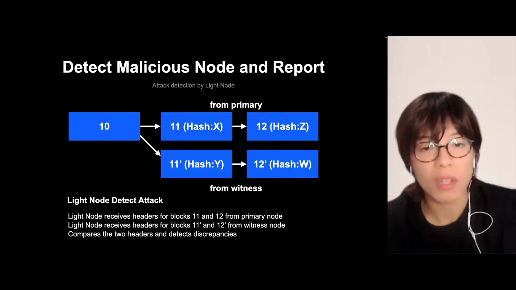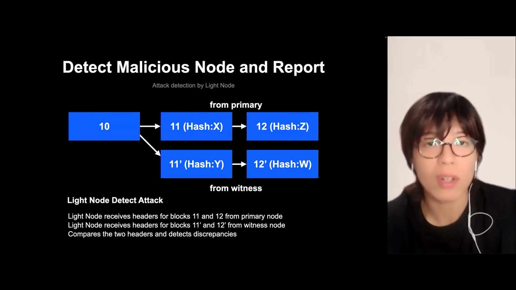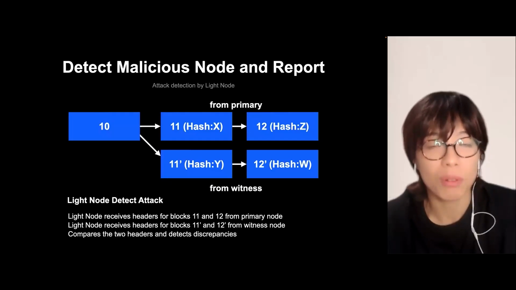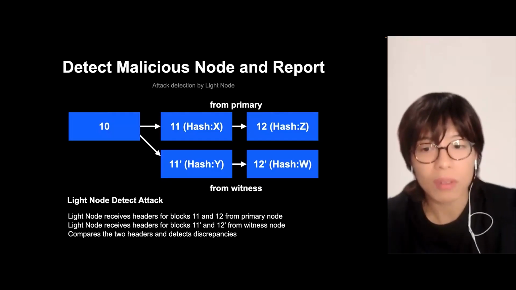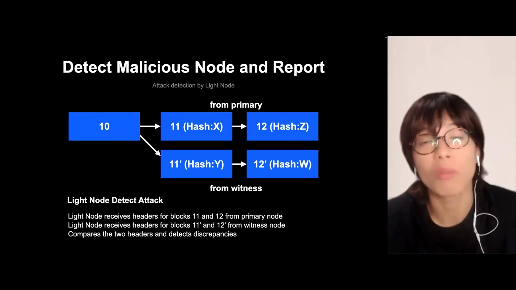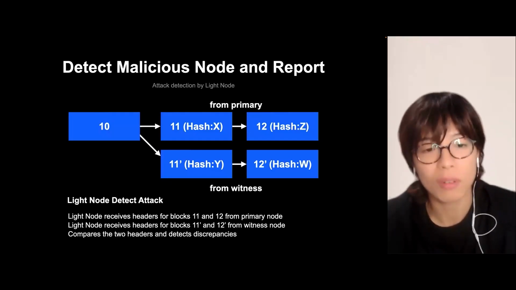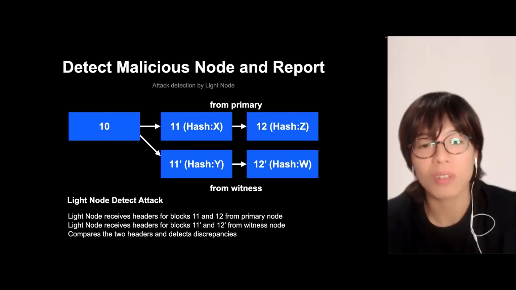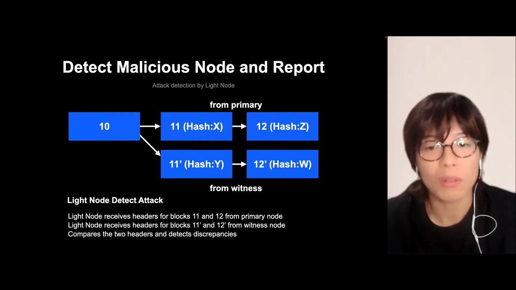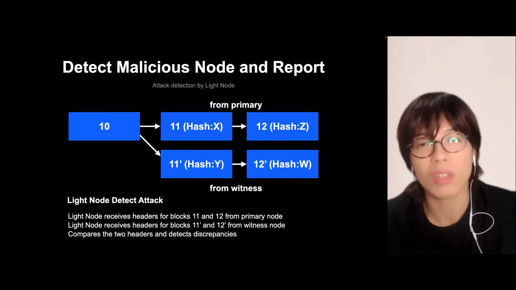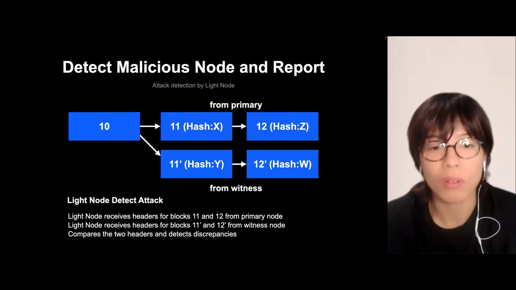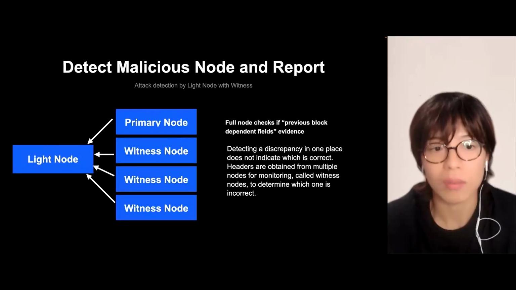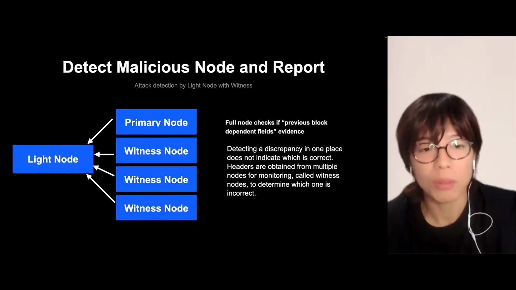The target node is the primary node, and the witness node is the node that reported the evidence. The right node acquires the log header and block header from the primary node, and the block header from the witness node, and compares the information with the witness node. As indicated here, for the primary node, heights 11 and 12 are retrieved, and for the witness node, heights 11' and 12'. They compare the two and pinpoint that there is a discrepancy.